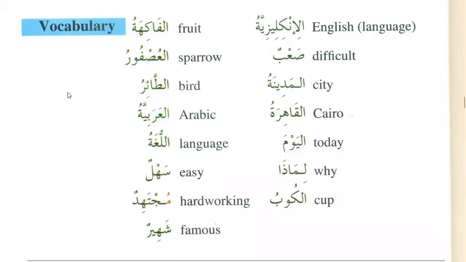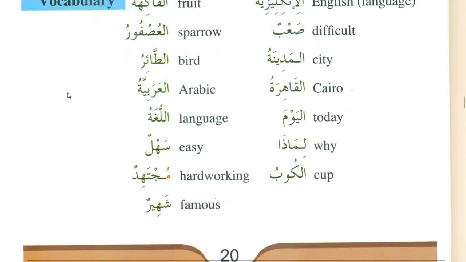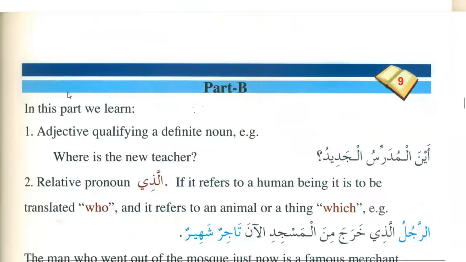Exercise. Yes, we have vocabulary. Al-fakiha, the fruit. Al-Ingiltera, England. Al-Ingilizia, English. Al-Osfur, the sparrow. Sabun, difficult. At-Tairu, the bird. Al-Madina, the city. Al-Arabiyyah, Arabic. Al-Kahira, Cairo. Al-Yawma, today. Sahlun, easy. Limaza, why? Mujtahidun, hardworking. Al-Kubu, the cup. And Shahir, famous.